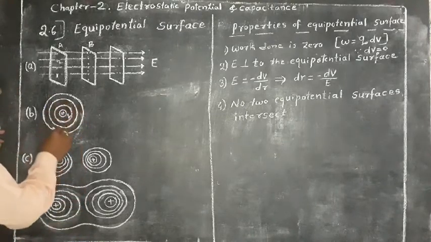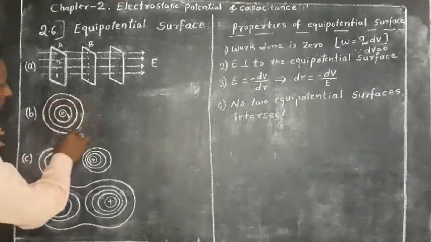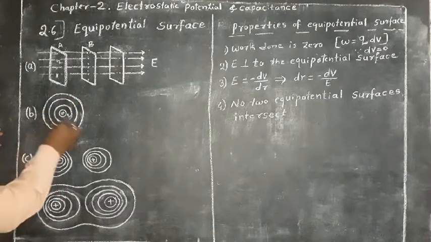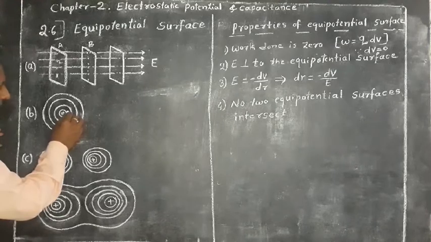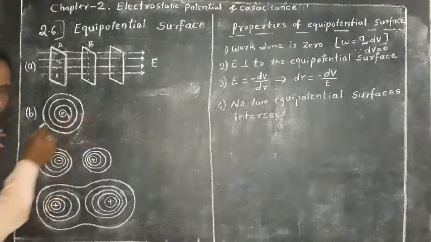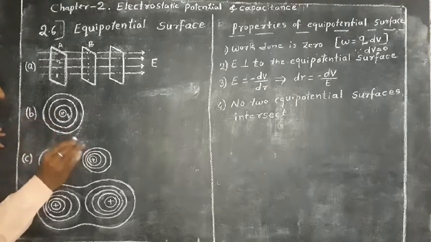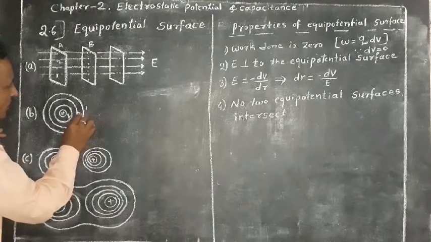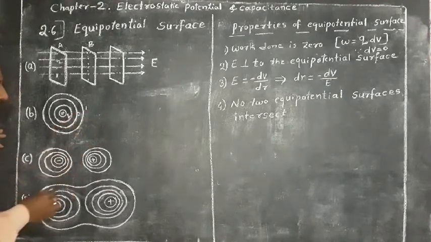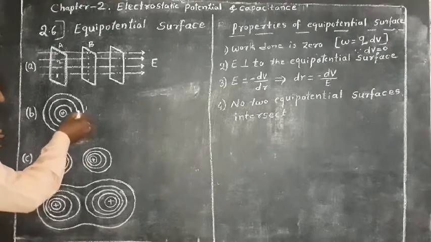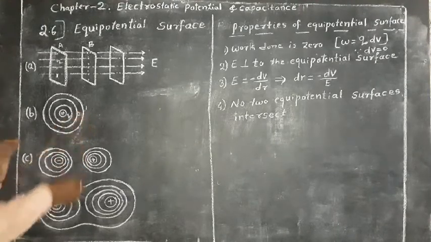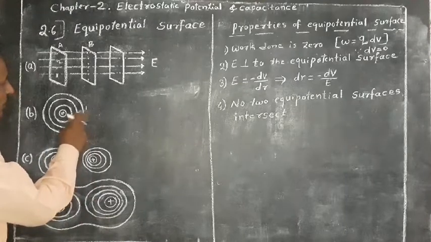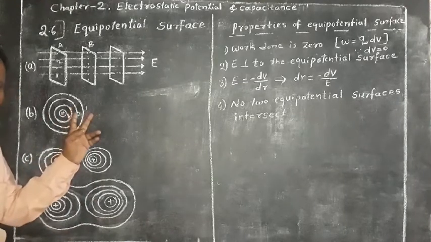And if we draw a number of concentric spherical shells, the potential of the surface goes on decreasing as we move away from the charge. And there is a potential difference between the first and second surface. Work done in moving a charge from the first surface to the second surface has some value, because there is a potential difference between two equipotential surfaces.